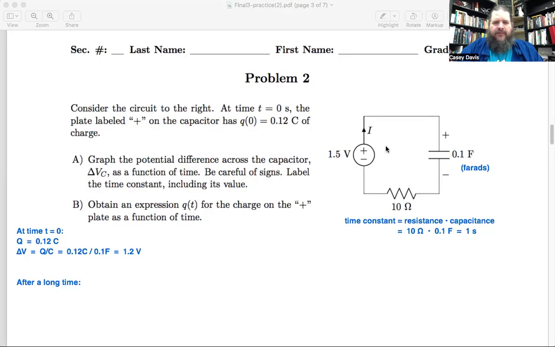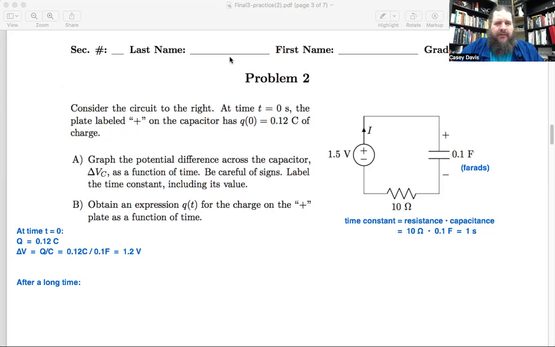So we've got this loop of circuit. We've got a battery, capacitor, resistor. At time 0, we're told that the charge is 0.12 coulombs, so we can convert that to a voltage by using charge over capacitance, and we get 1.2 volts. So 1.2 volts of voltage on the capacitor at the beginning.